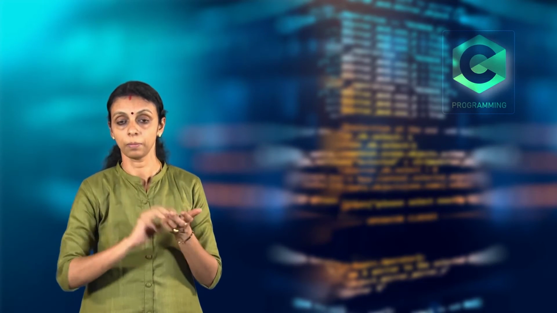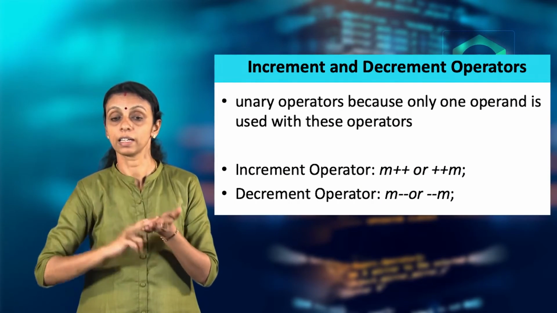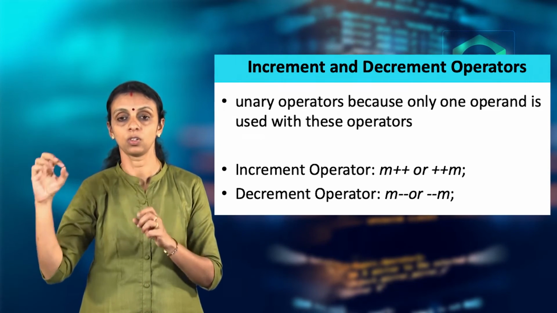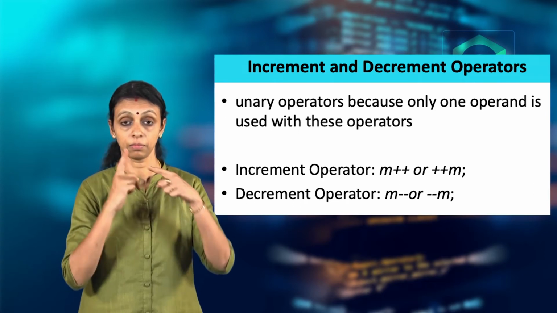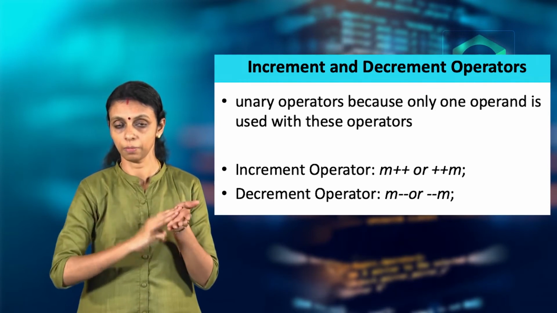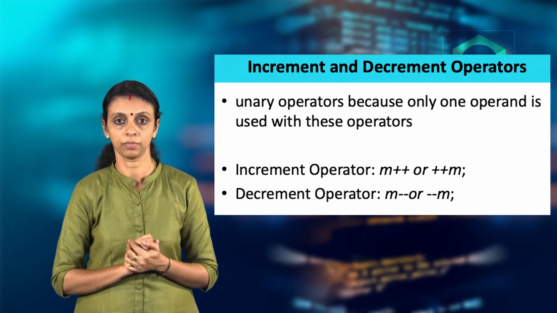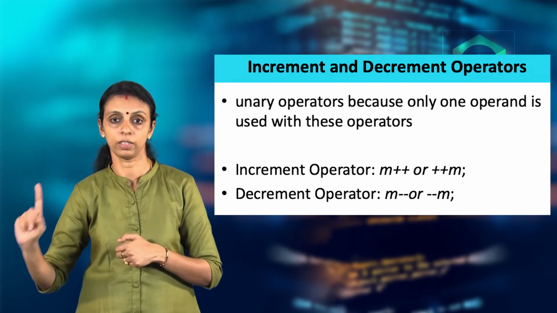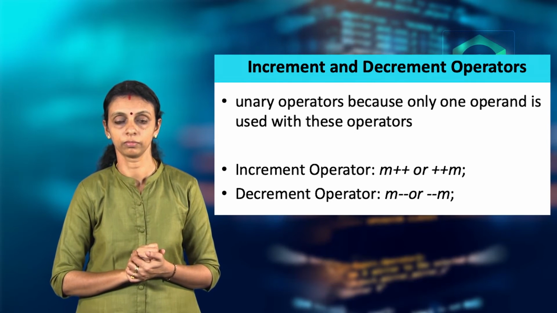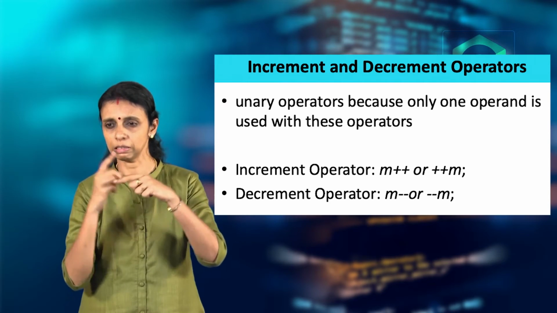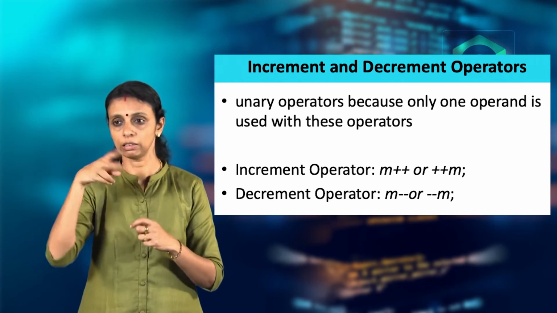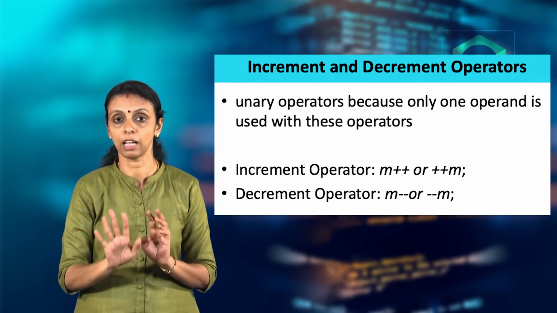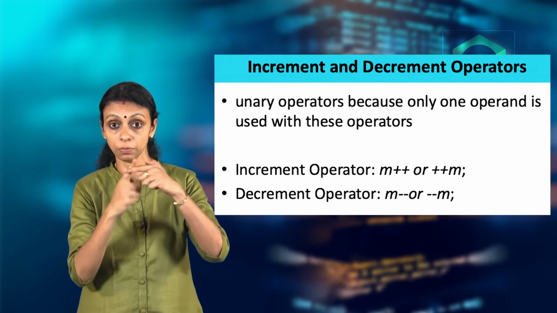M plus plus is the increment operator. M minus minus is the decrement operator. M plus plus simply means m is equal to m plus 1 and m minus minus means m is equal to m minus 1. For arithmetic and relational operators, we have two operands, but here there is only one operand. So, they are known as unary operators.